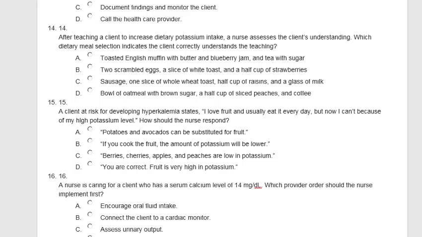A, potatoes and avocados can be substituted for fruit. B, if you cook the fruit, the amount of potassium will be lower. C, berries, cherries, apples, and peaches are low in potassium. Or D, you're correct, fruit's high in potassium. So the correct answer is C, berries, cherries, apples, and peaches are low in potassium.